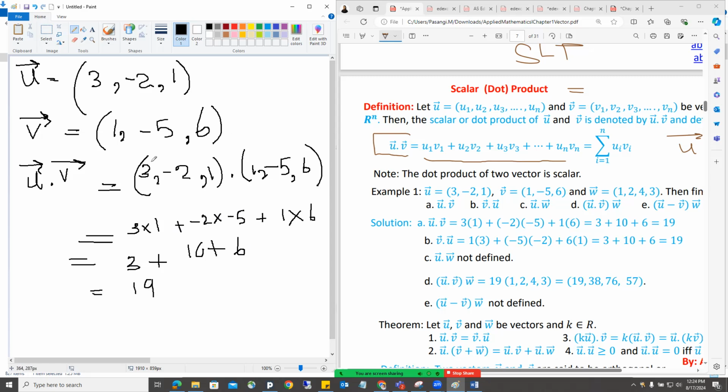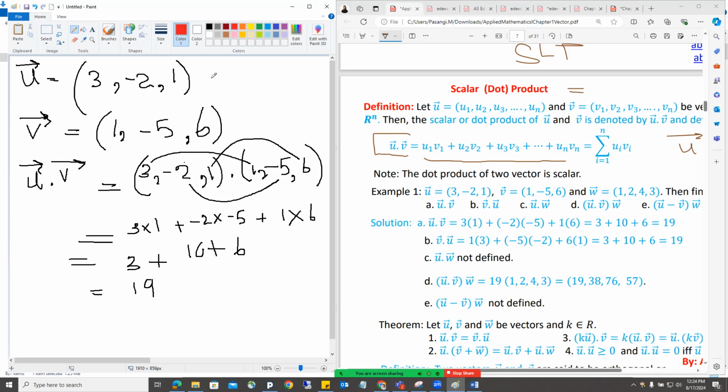Okay, so you just multiply the first ones together. And then here we have the second components together. And then we have the third components together. Here we have 3D vectors now.